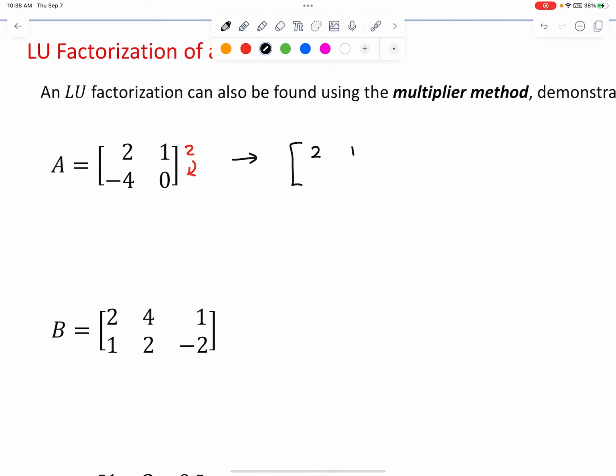The first row will be the same, 2, 1. And the second row will change. We'll have 2 times 2 is 4, add to negative 4 is 0. 2 times 1 is 2, add to 0 is 2. And just like that, in one row operation, we have an upper triangular matrix. And we're going to stop right here.